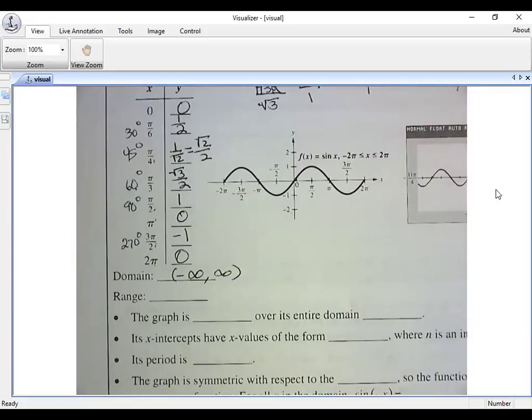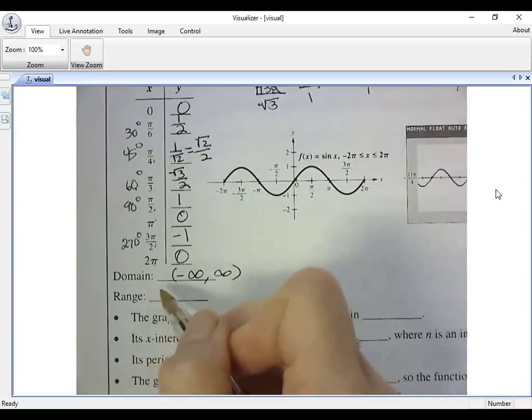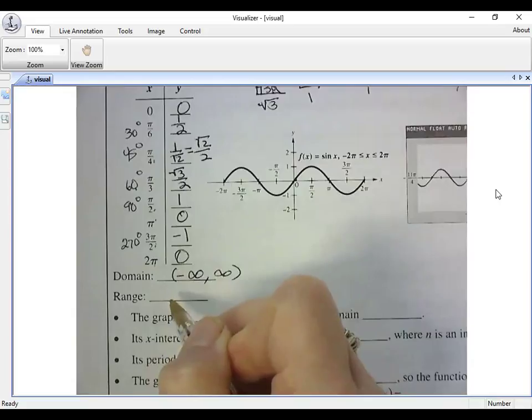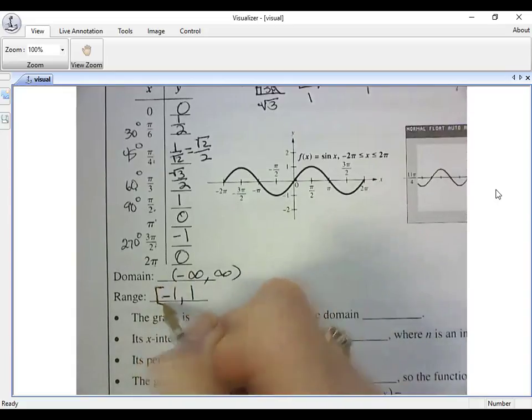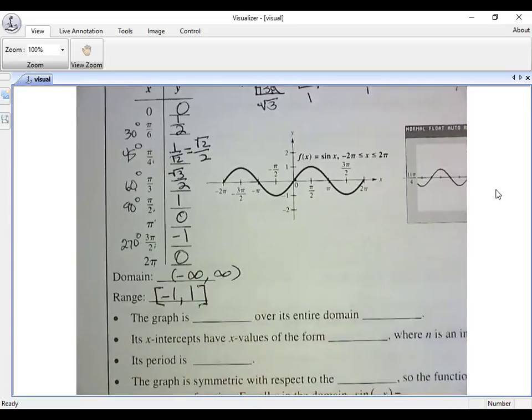No restrictions on x, but what are the restrictions on my output? When I have any angle and I take the sine of it, I'm always going to get a value between what? That's right. So how do you write that in interval notation? I'm going to go from -1 to +1. Remember, interval notation just tells me here's the starting point, here's the ending point, and when I want to include a value, I use a bracket. If I don't want to include a value, I use a parenthesis. And so we had to have the parentheses on negative infinity and positive infinity because those aren't numbers, those are just concepts, right?